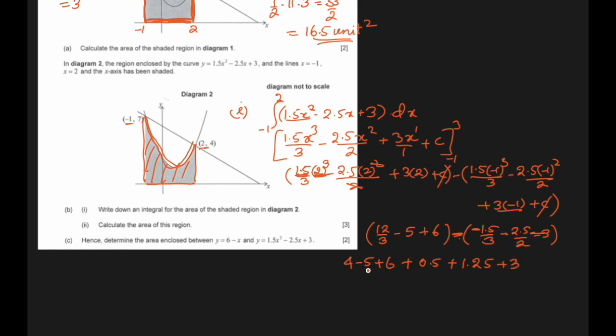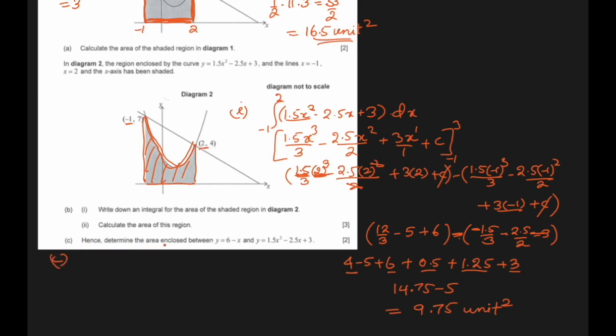So negative 5 is the only negative one here. So 4 plus 6 is 10.5, 11.75, 14.75 minus 5, which is 9.75 units square.